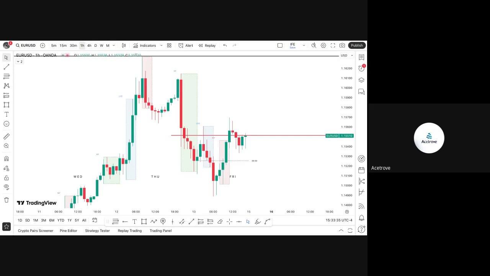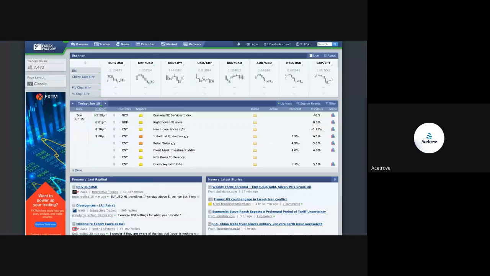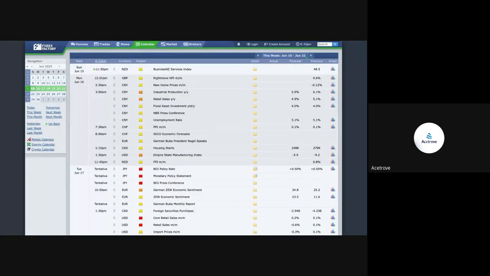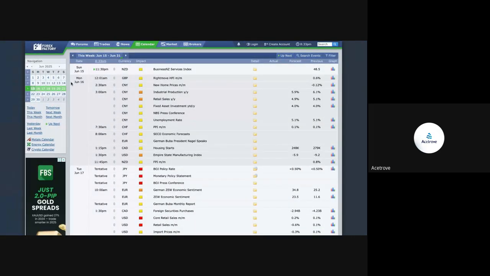Back to the guys that are already active in the market. Let's do a very quick weekly outlook. Obviously, we start with the weekly calendar first. My account is not logged in here, so everything is showing. It's too much. I have to filter this out.